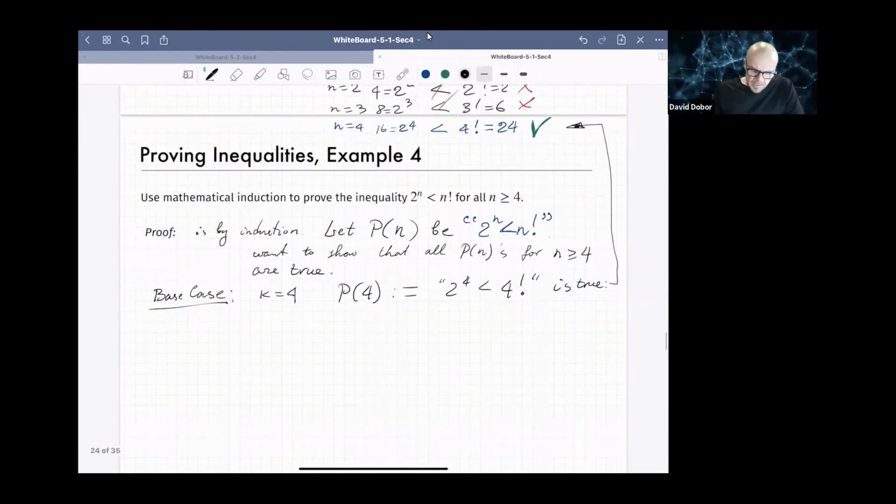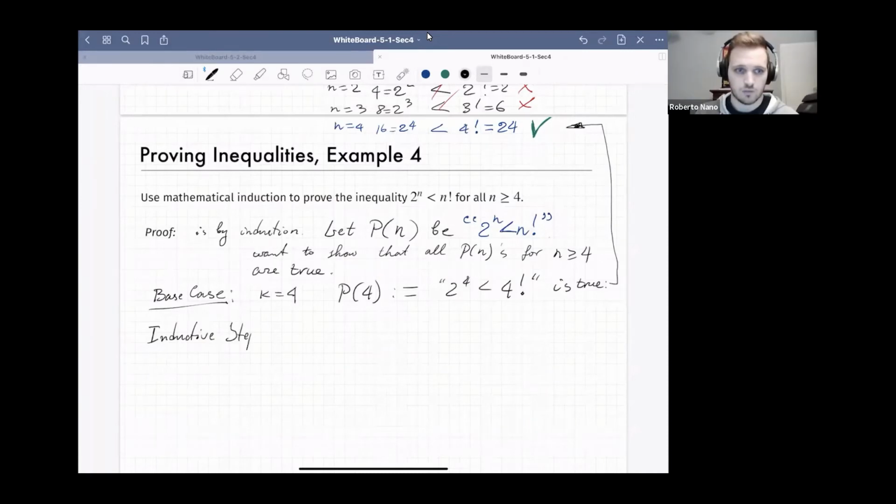Inductive step. The inductive step is what? I'm going to assume that for some k, which is greater than or equal to 4, that P of k is true. And we want to prove the implication that P of k plus 1 is true.